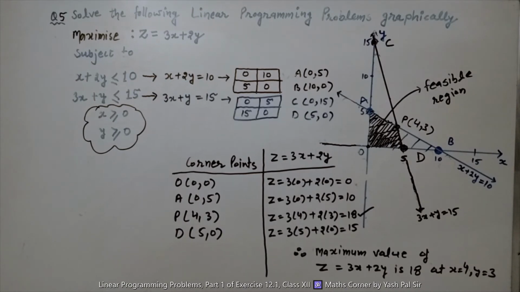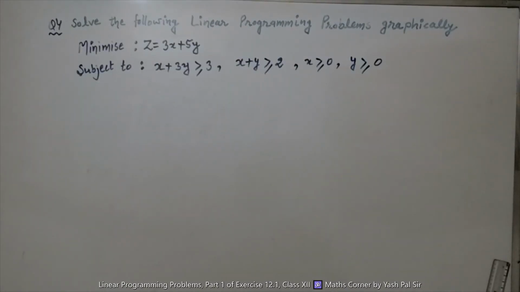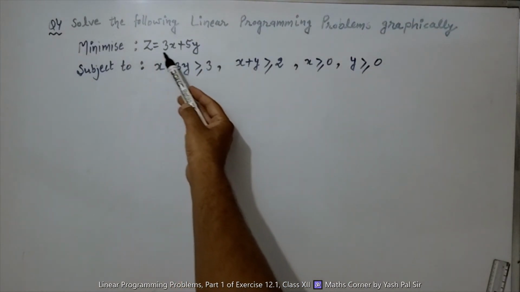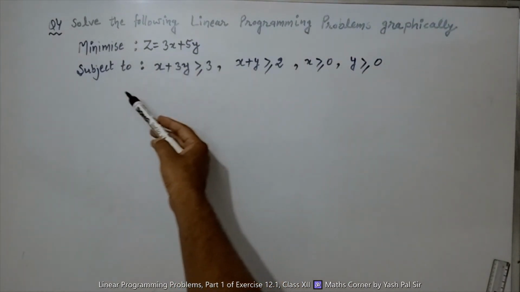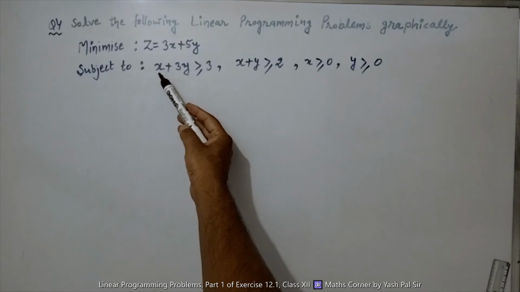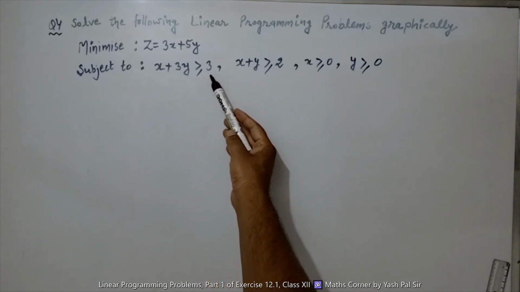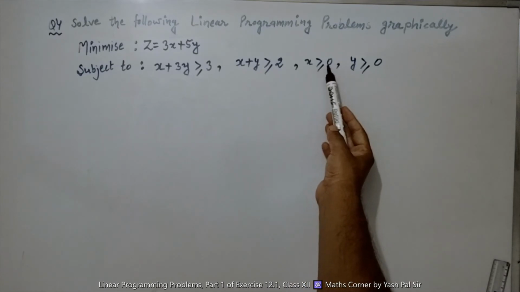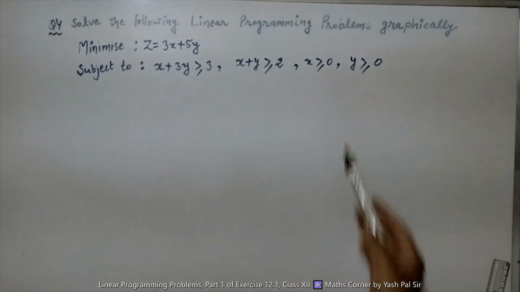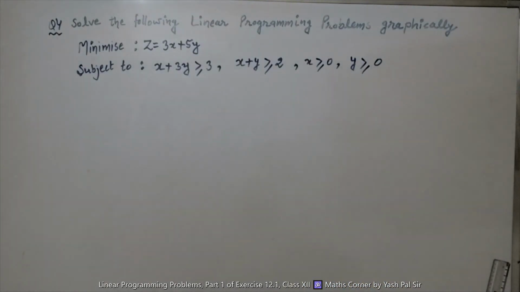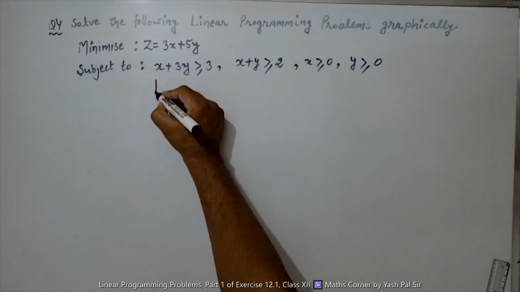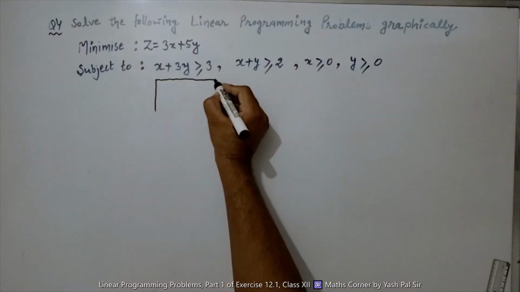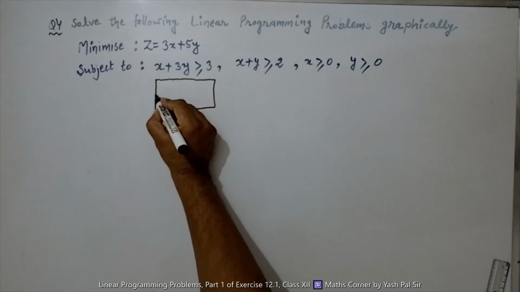Let us see what was there in question number 4. In question number 4 we have minimize z is equal to 3x plus 5y subject to the constraints x plus 3y greater than or equal to 3, x plus y greater than or equal to 2, x greater than or equal to 0, y greater than or equal to 0. So from the first inequality we draw the table.